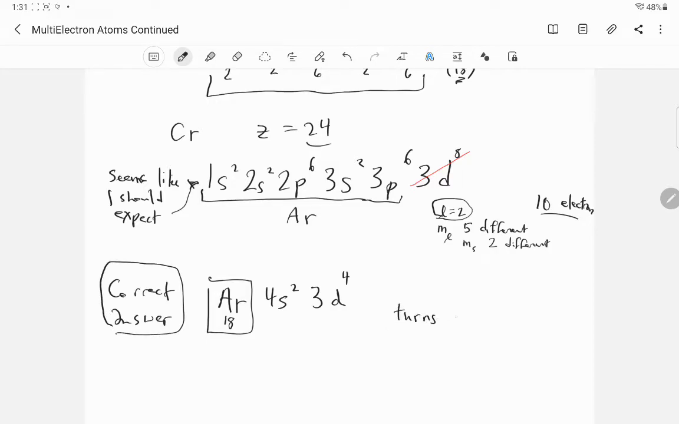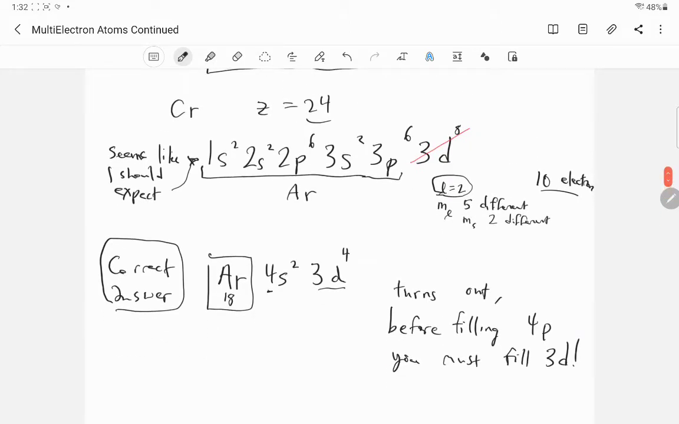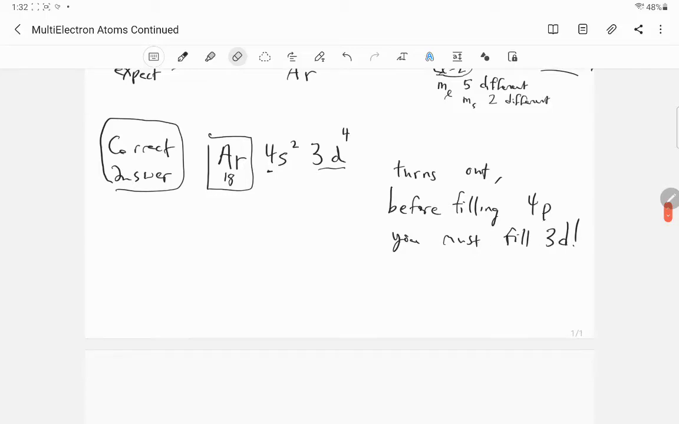Turns out before filling, right? Instead of going from 4s to 4p, you actually fill 3d, which is weird. You actually have to go down in principal quantum number and up in l. So it turns out before filling 4p, you must fill 3d. And actually, the strange story started here. Well, not really. Let me take that back. So it turns out before filling 4p, you must fill 3d.